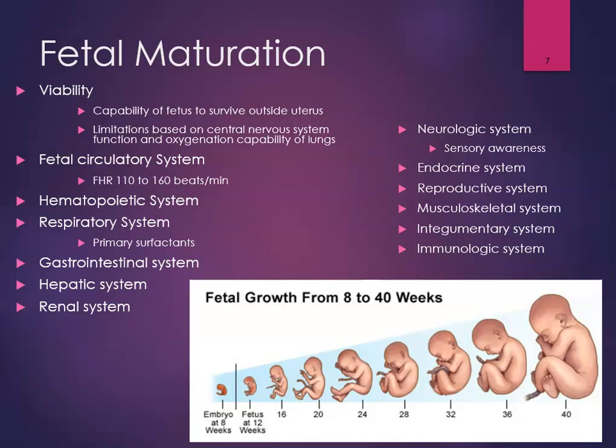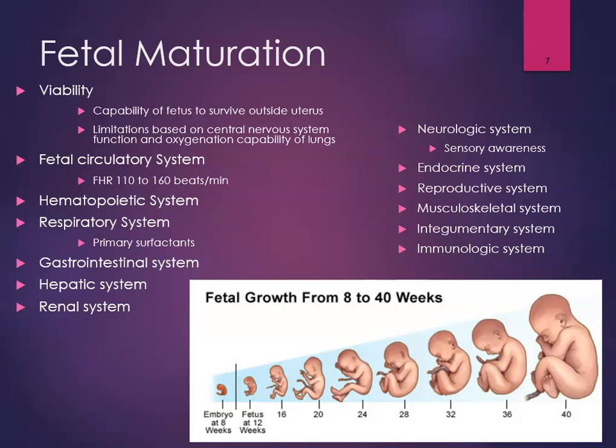So if you have, for instance, a genetic disorder that would result in incompatibility with life, as whatever system is affected by that genetic disorder starts to develop, that's when the body would recognize this fetus is not going to be able to live on its own. So it aborts that fetus because it wouldn't be viable outside. When we're talking about viability, this is the capability of the fetus to survive outside the uterus.